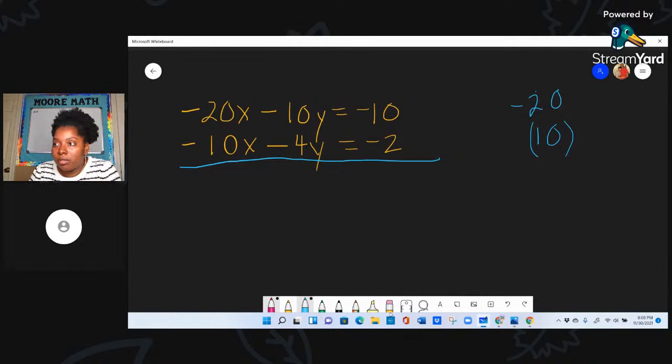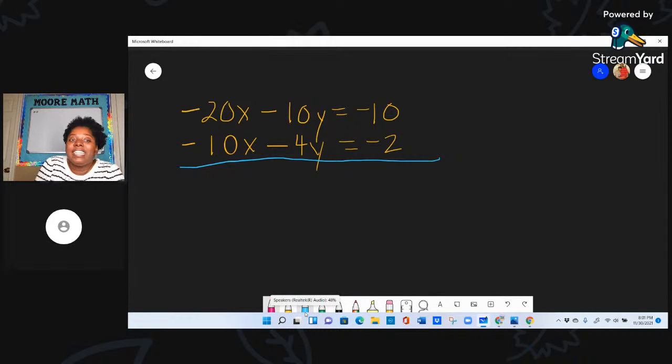You muted again. Okay, what can I do to the 10 to make it a 20? Add? No, what have we been doing? So what do you do? Multiply by 2. Good. So when I do 2 times 10, I'm going to get 20, right? So now we have opposites, correct? Yeah. All right. So now let's go back to our problem.